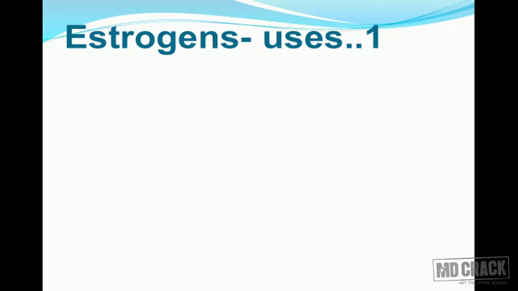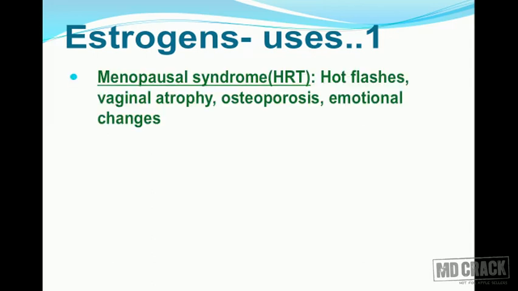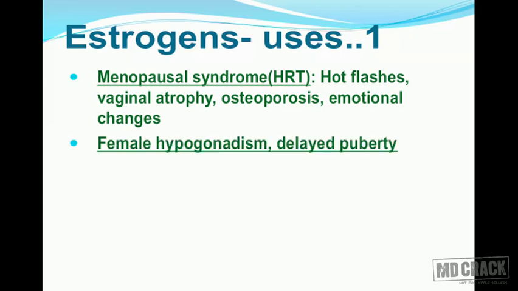Let's come to the uses of estrogens. They are used as hormone replacement therapy in the menopausal syndrome. So they take care of the hot flashes, the vaginal atrophy, osteoporosis, and the emotional changes. So they are beneficial for all these things. Hot flashes improve, vaginal atrophy improves, osteoporosis, they're useful, and emotional changes.